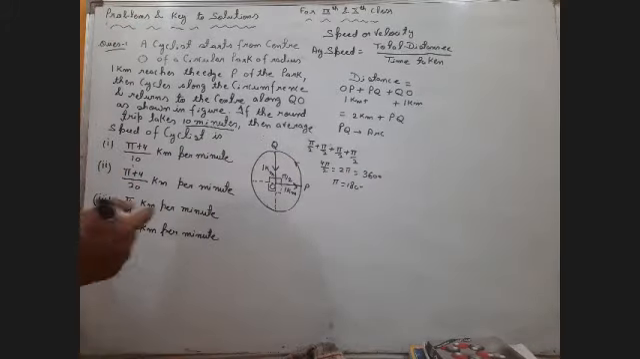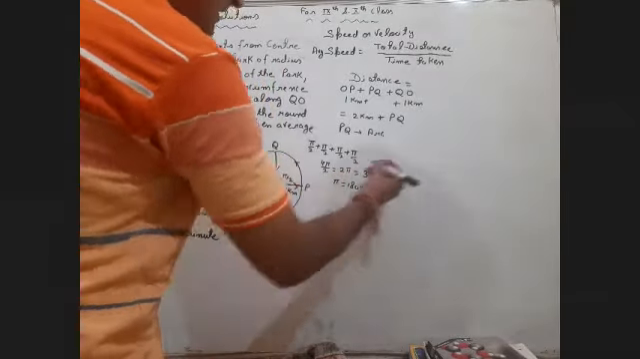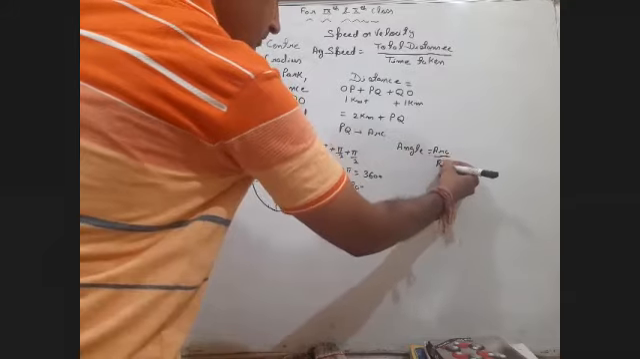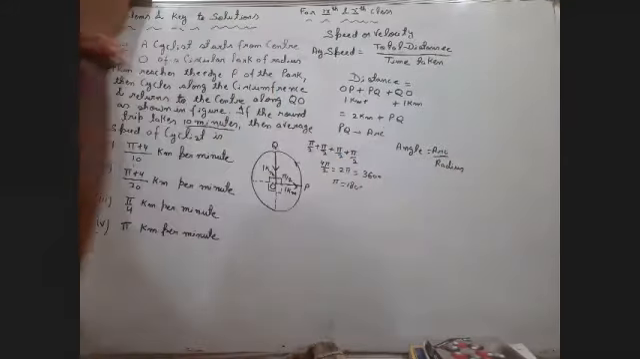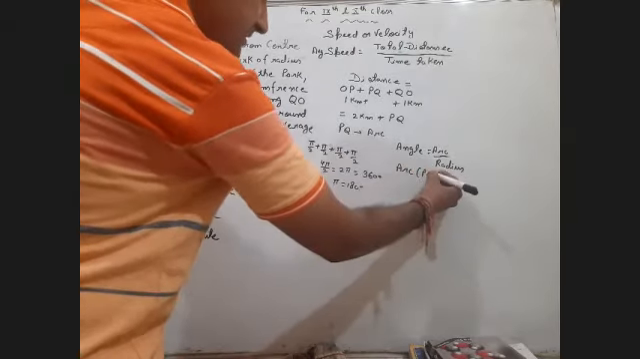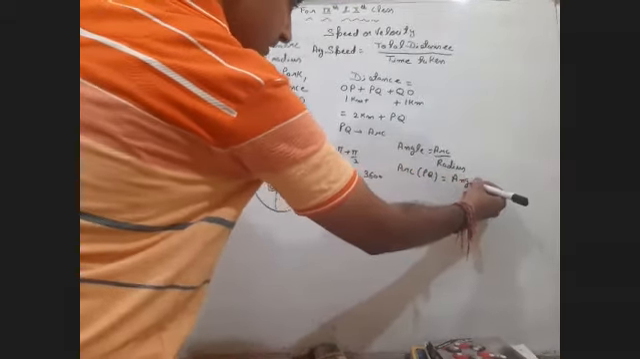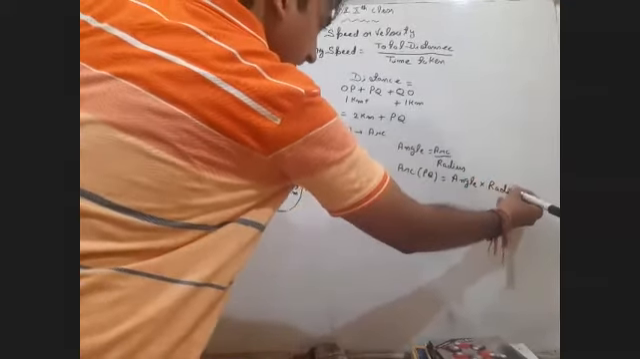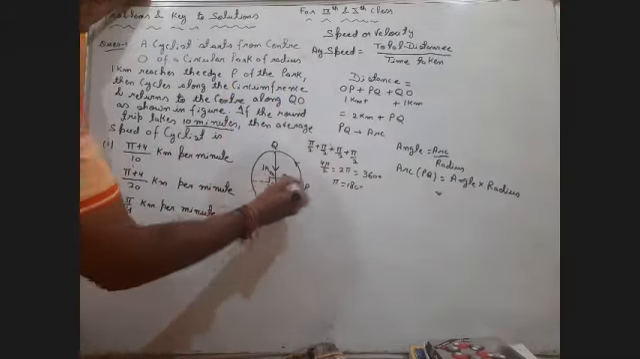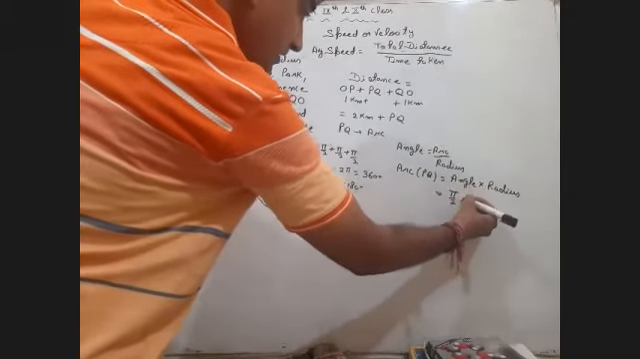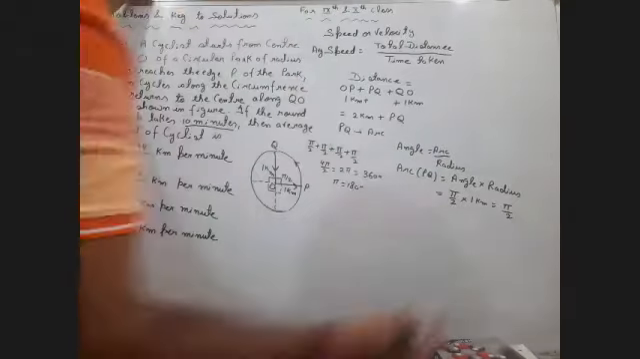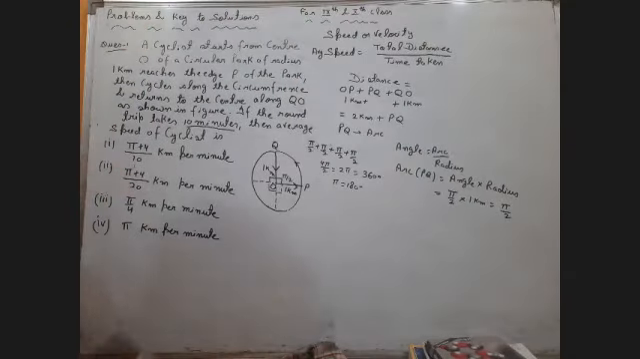But our aim is to calculate the value of PQ. So there is one formula. What is the formula? Angle is given as arc upon radius. Angle is nothing but arc upon radius. So what is the arc? In our case it is PQ. So arc equals angle multiplied by radius. What is the angle in this particular case? It is pi by 2. And the radius is 1 kilometer. So PQ is pi by 2. Now we have calculated the distance PQ.